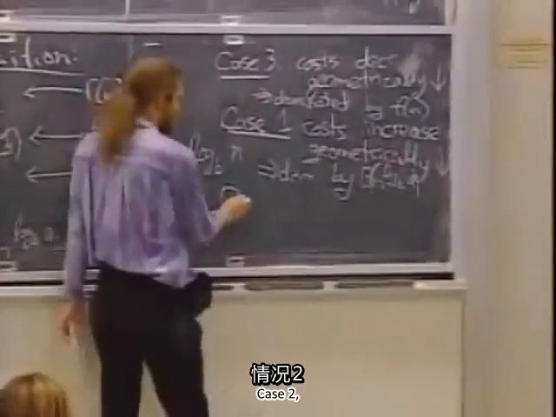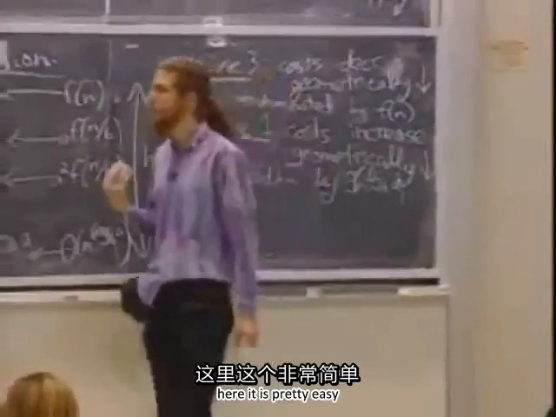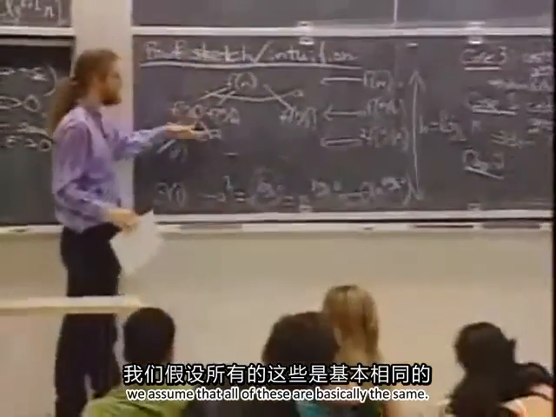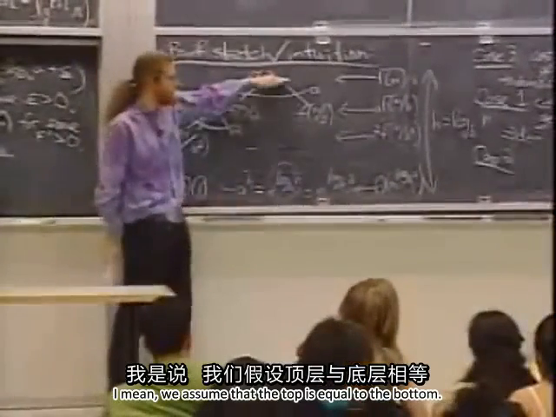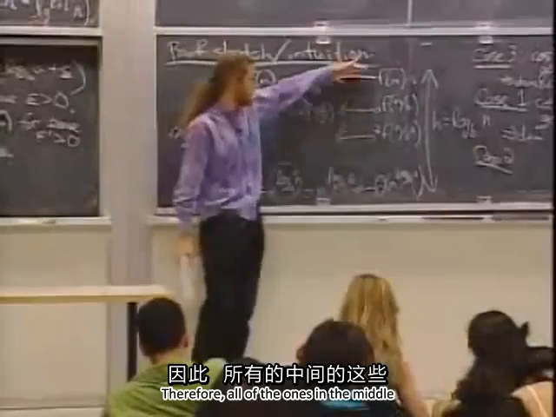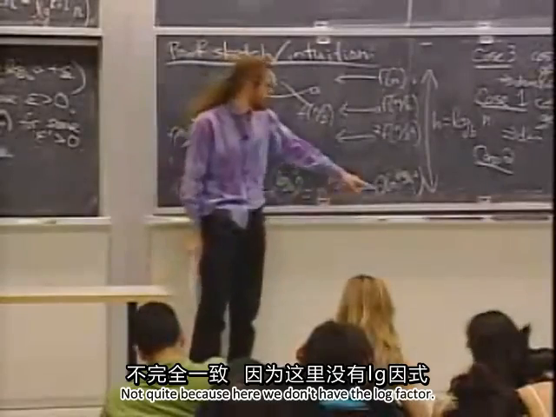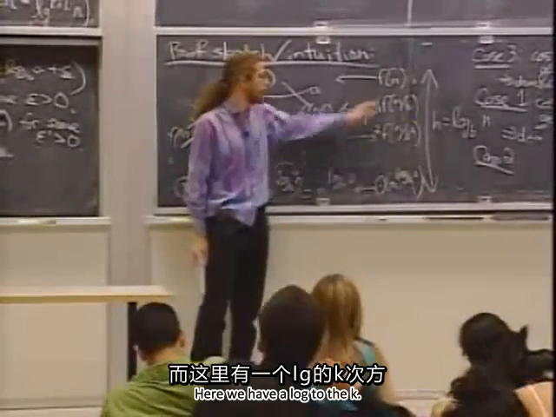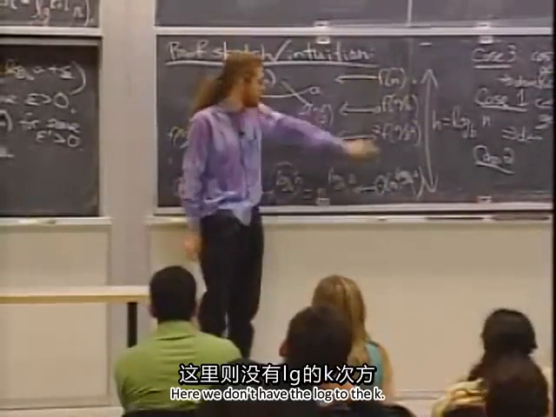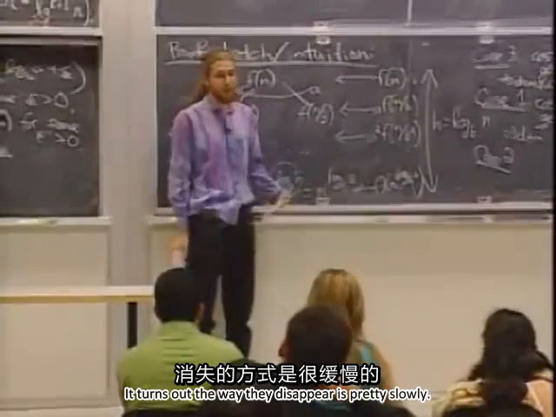OK, case 2. Here it's pretty easy, but you need to know some properties of logs. In case 2, we assume that all of these are basically the same. We assume that the top is equal to the bottom. And this is changing in this very procedural way. Therefore, all of the ones in the middle have to be pretty much the same. Okay, not quite, because here we don't have the log factor. So here we have a log to the k. We have n to the log base b of a times log to the k n. Here we don't have the log to the k. So the logs do disappear here. Turns out the way they disappear is pretty slowly.